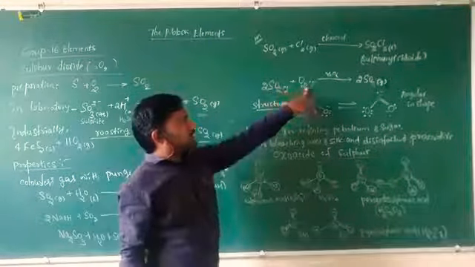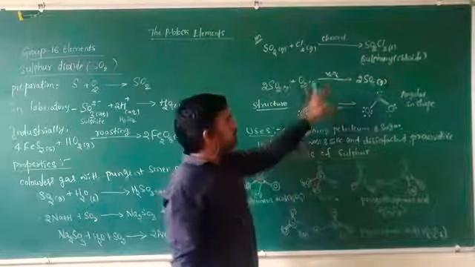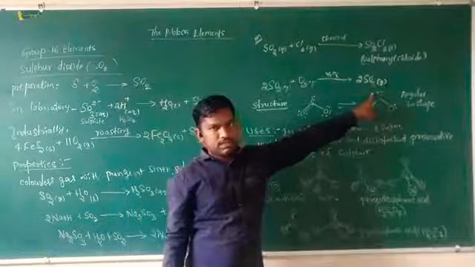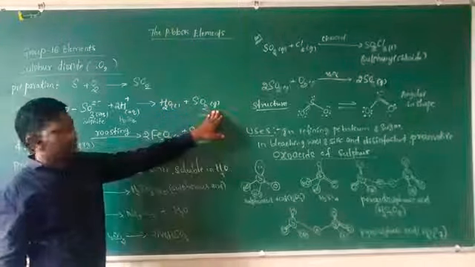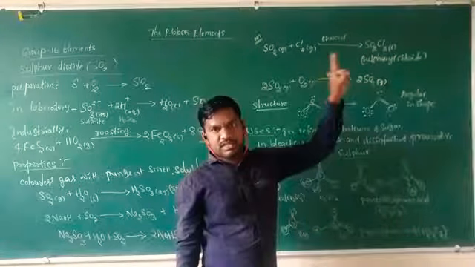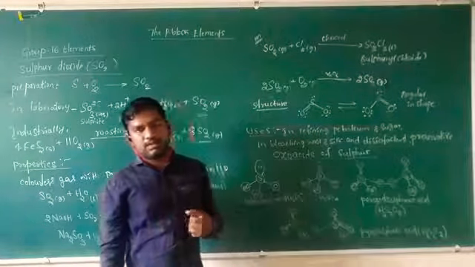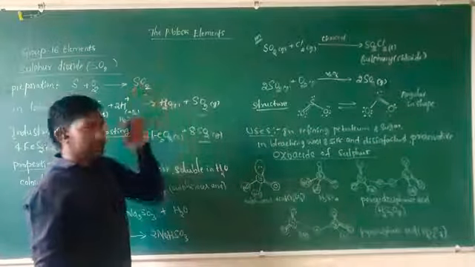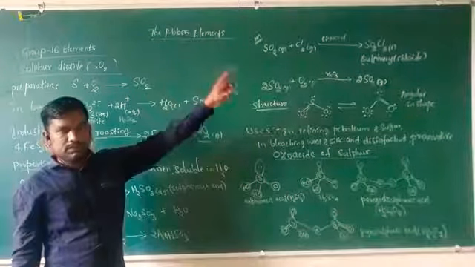Sulfur dioxide reacts with oxygen in the presence of the catalyst vanadium pentoxide, V2O5, to form sulfur trioxide; SO2 converts into SO3. It is also useful for the preparation of sulfuric acid, which we will see in the next class: preparing sulfuric acid by the contact process. In that we use these two reactions: sulfur converts to sulfur dioxide, and sulfur dioxide to sulfur trioxide.